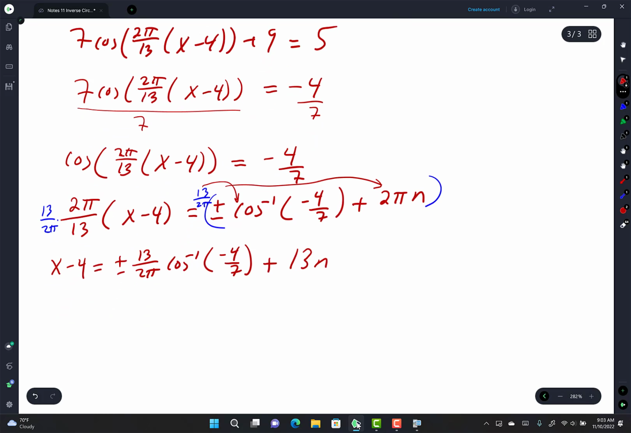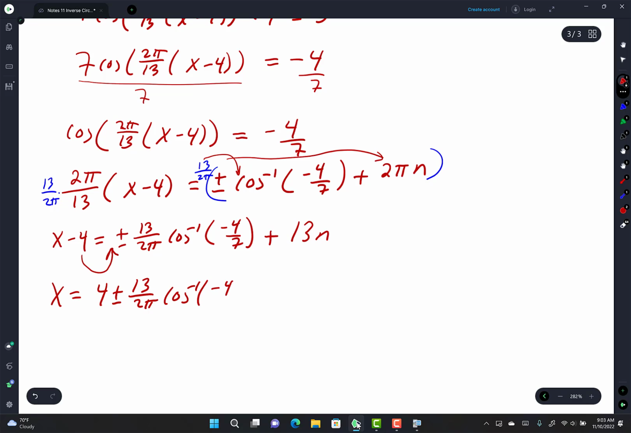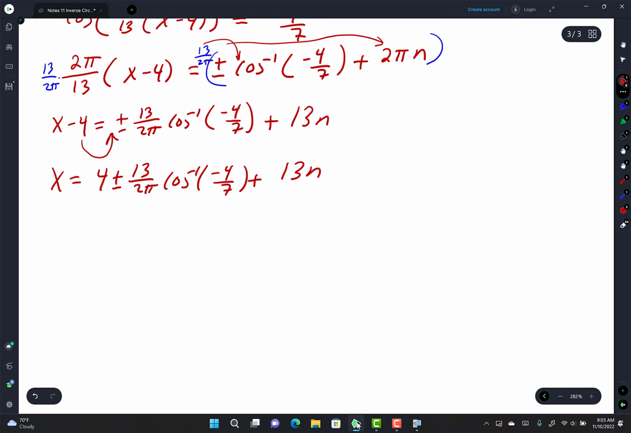Okay, the last thing you got to do is move the 4 right in front of the plus minus. So put it right in front of it. So x equals, this is called a general equation, 4 plus minus 13 over 2 pi, arc cosine or inverse cosine, negative 4/7 plus 13n. Are we okay, guys? All right, here we go.